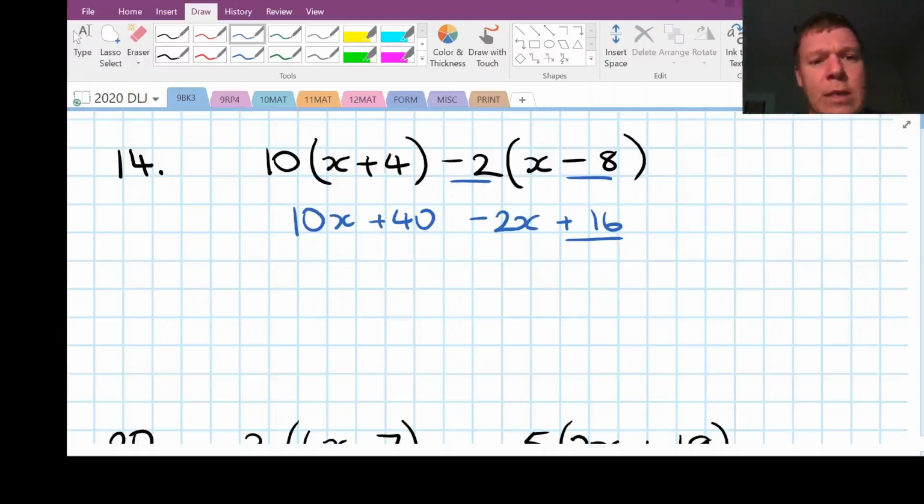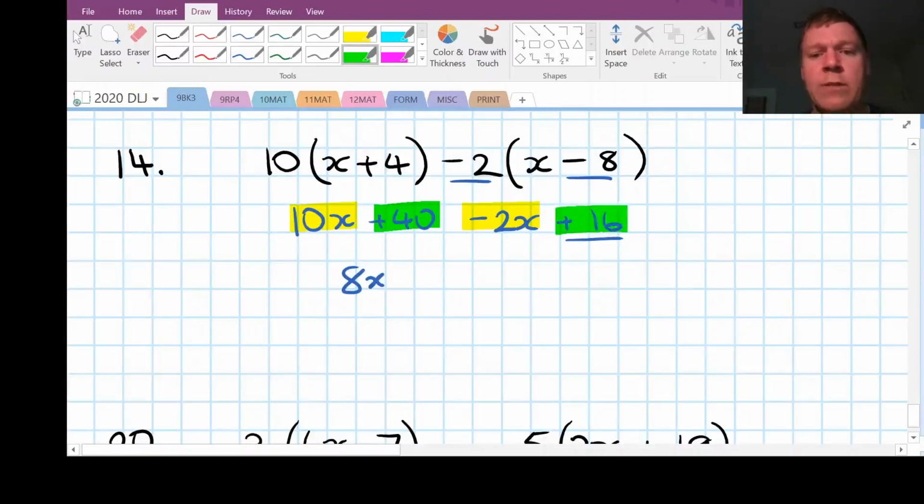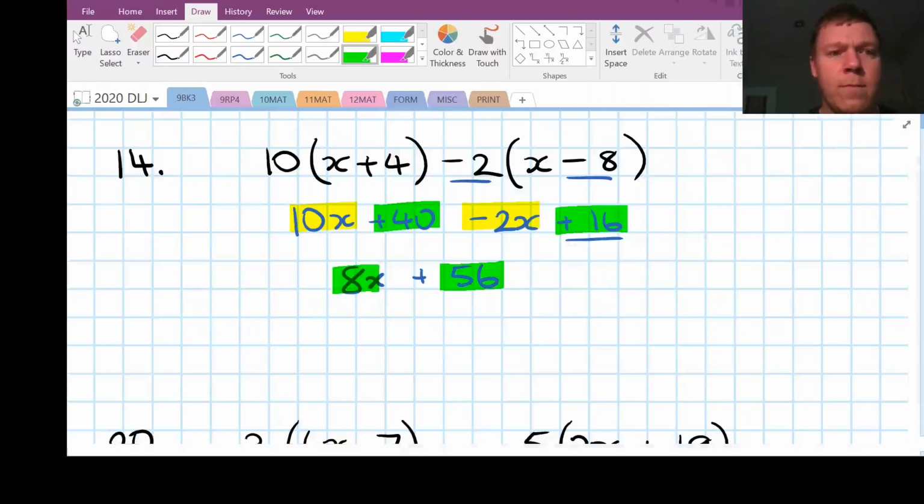Okay. This time we don't have x's and y's. We've got numbers and x's. So numbers go with numbers, and x's go with x's. So we've got 10x minus 2x, 8x, and 40 and positive 16 makes 56. All right, and that's our final answer.